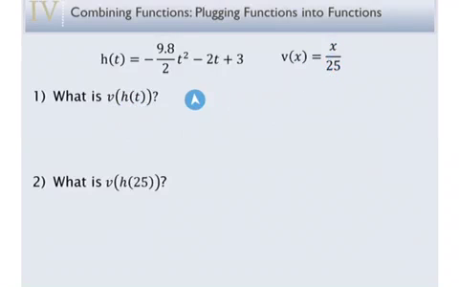It should be very straightforward. Don't worry about simplifying too much. Just write the function down on your own sheet of paper and then do something very similar, except this time actually evaluate the function h at 25. So you'll plug in 25 for each t, and then whatever your result is, plug into v.